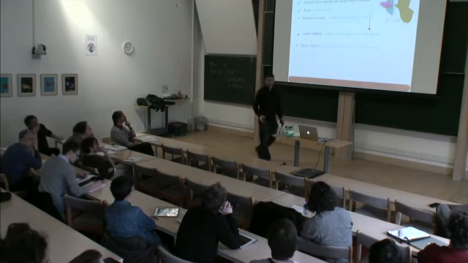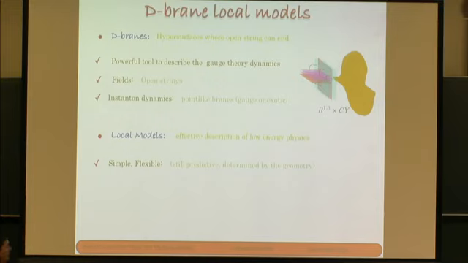Then why choose this type of models? Okay, they are simple. They are very flexible. We will see how we can describe a lot of phenomenologically interesting gauge theories in terms of these models. But they are still predictive in the sense that once you fix the geometry, everything is fixed: the field content, interactions, and so on.